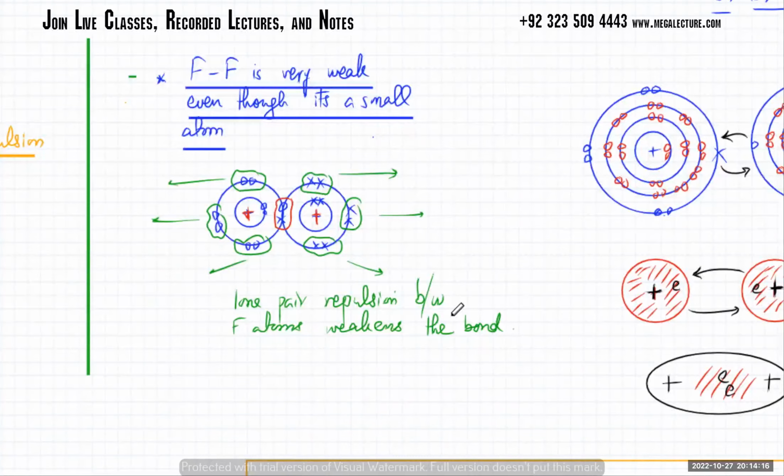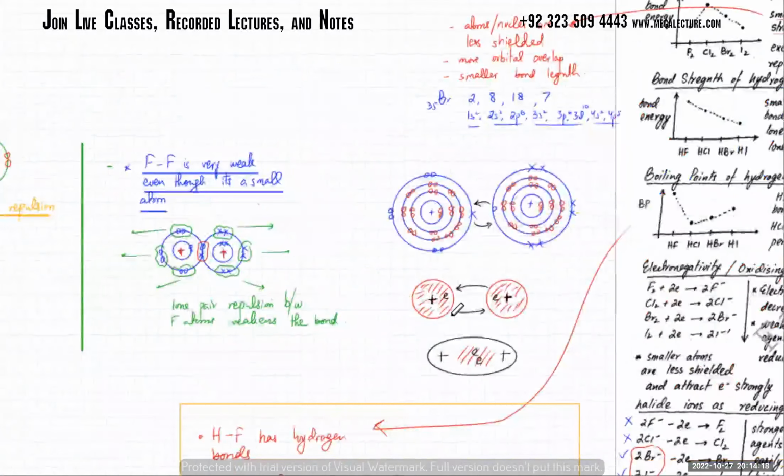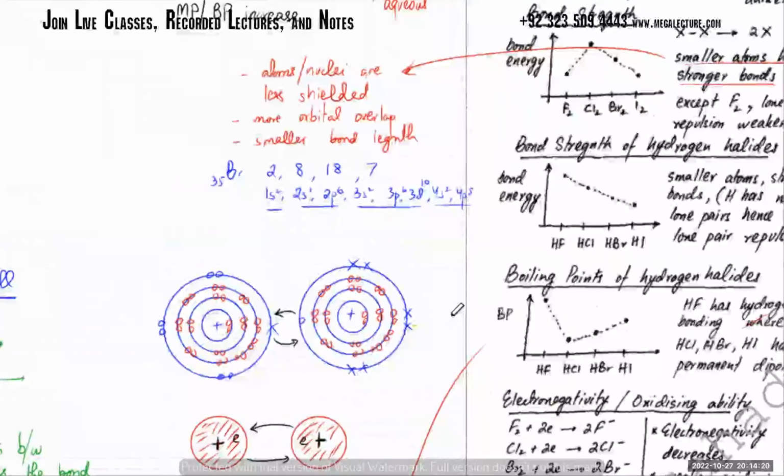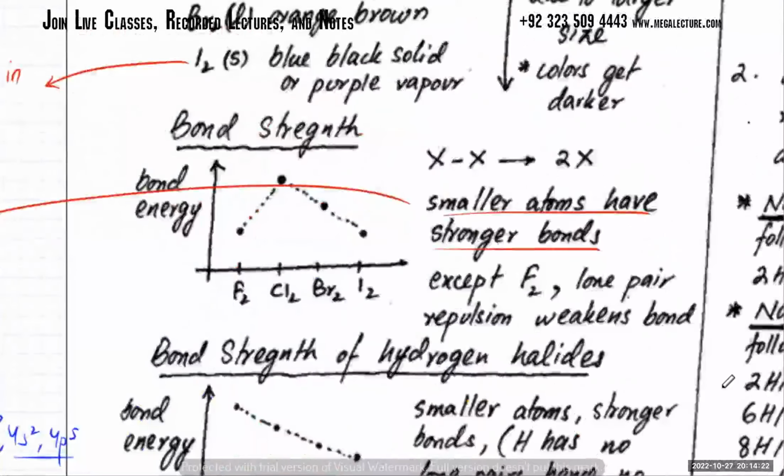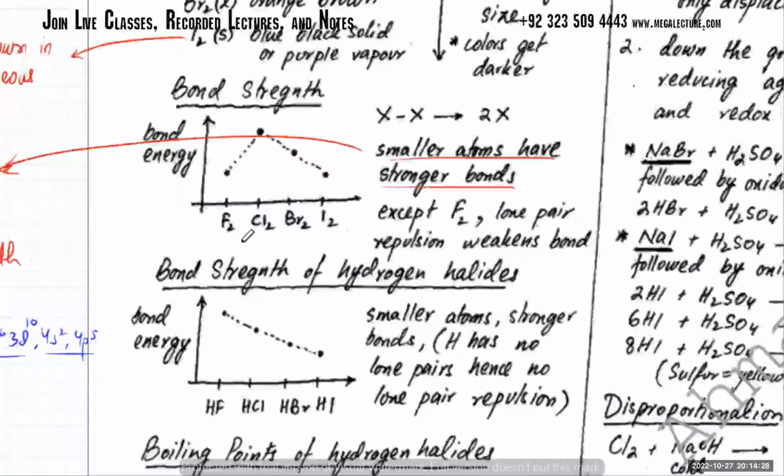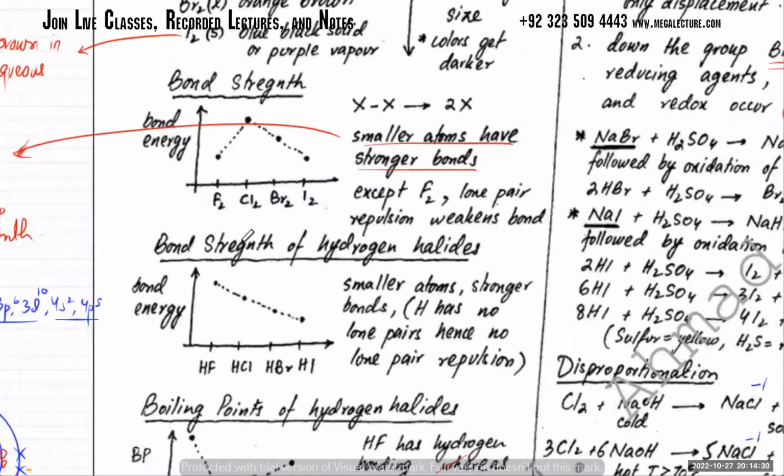So just remember the first trend. Smaller atoms have stronger bonds, right? Except fluorine. It's so small that it would be very hard to keep those lone pairs together in a small atom.